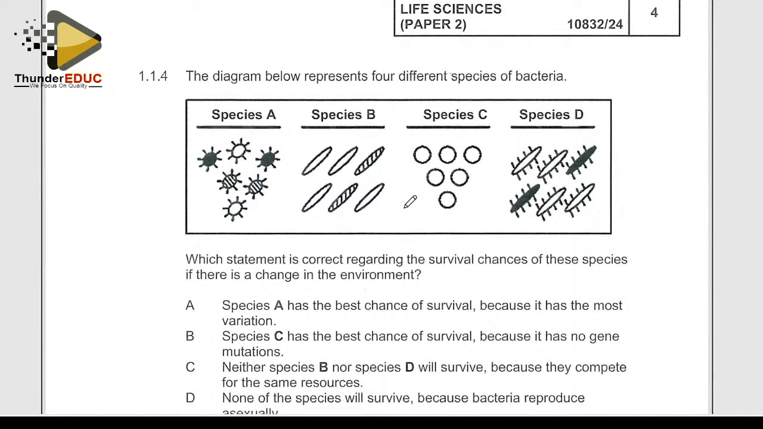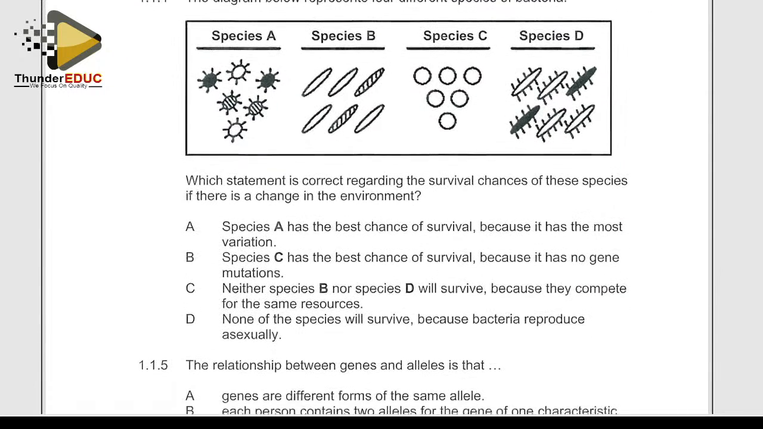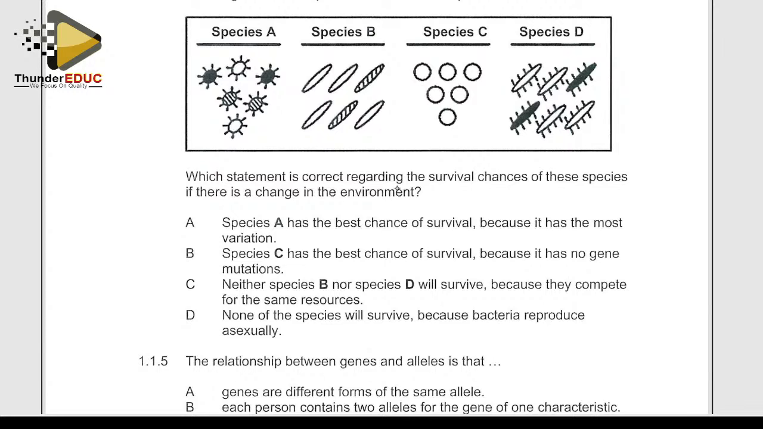Then we go to the next question. They're saying, which one of the diagrams below represents 4 different species of bacteria. Then they're asking which statement is correct regarding the survival chance of these species if there is a change in the environment. Species A has the best chance of survival because it has the most variation. That's what they are saying at A. It could be true, but let's find out if there is a more correct answer.